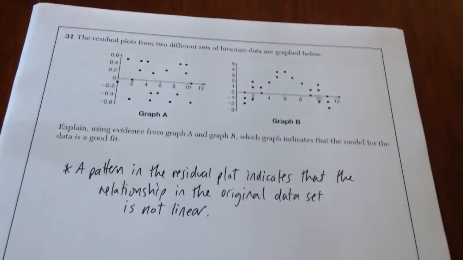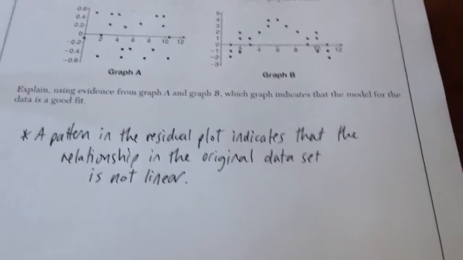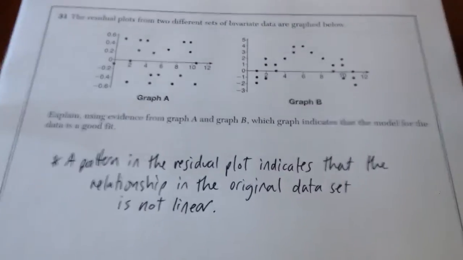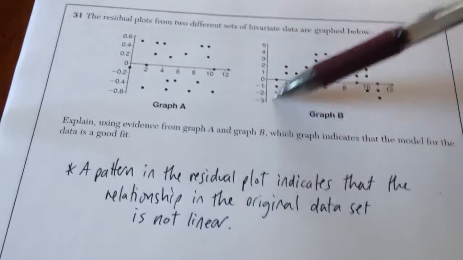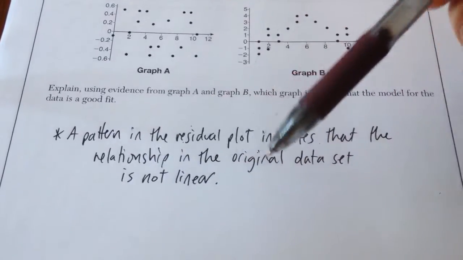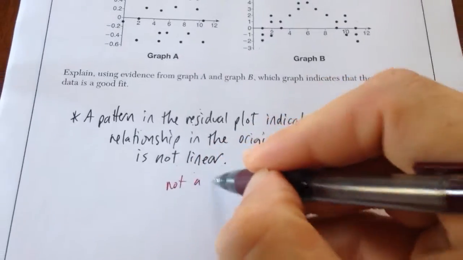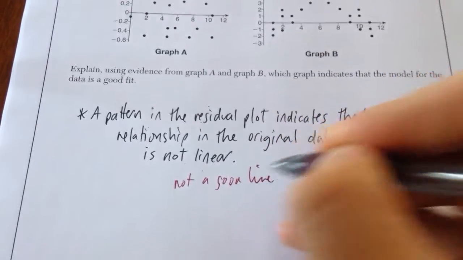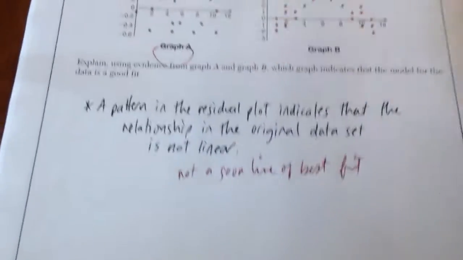For number 31, all these points are telling the residuals for a set of a scatter plot. So anytime there's a pattern in your residual graph, a pattern indicates that the relationship in the original data set is not linear, and therefore it's not a good line of best fit. Graph A.